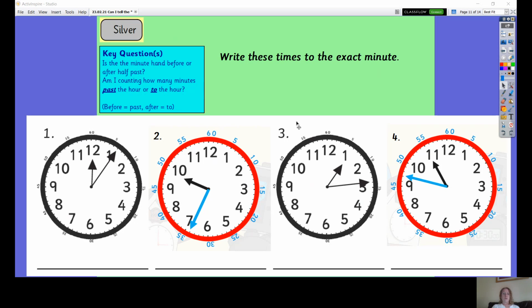Right. So for silver, you have to write these times to the exact minute. So just as we've been doing in this lesson, write the number of the clock and then the time that it's showing. Please do not draw out the clocks. There is no need. Okay, so just write number 1 and write what the time is. Number 2, number 3, number 4, like that. So pause and have a go at that. I'd like everybody to try that before you move on to the next one, please.